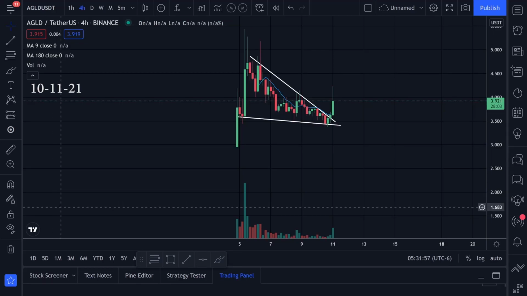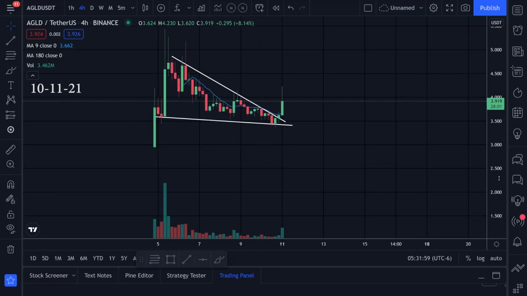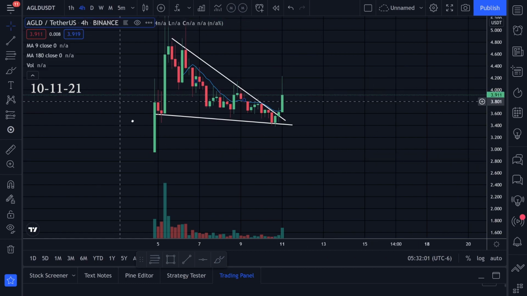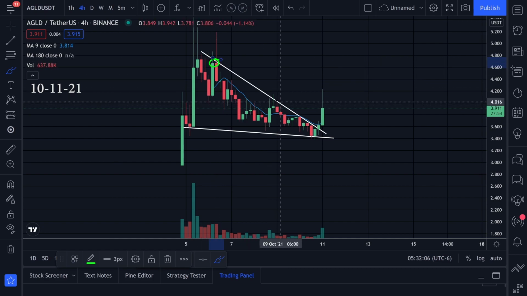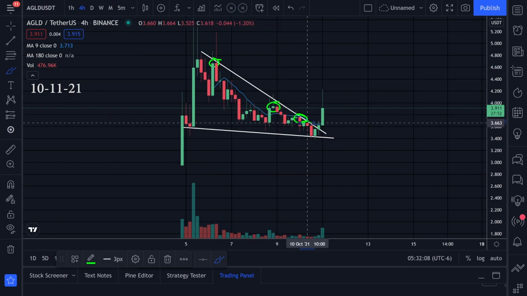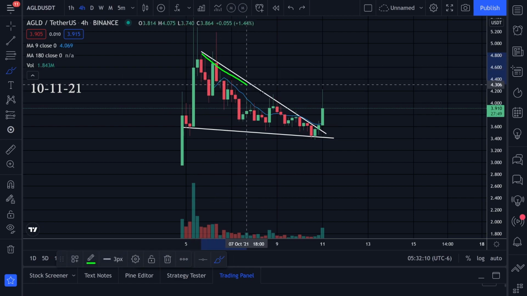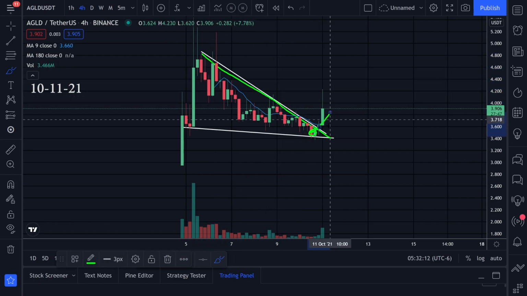Let's take a look at the chart action for AGLD. Alright, so this one was a viewer request, and I just want to knock it out real quick. It's pretty simple. So we have resistance right here, resistance right here, resistance right here, pretty much a downtrend looking something like this. We broke that downtrend going to the upside right there.